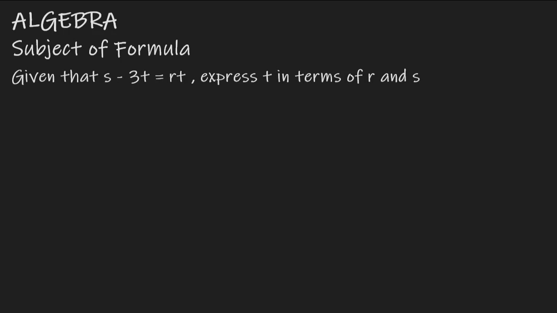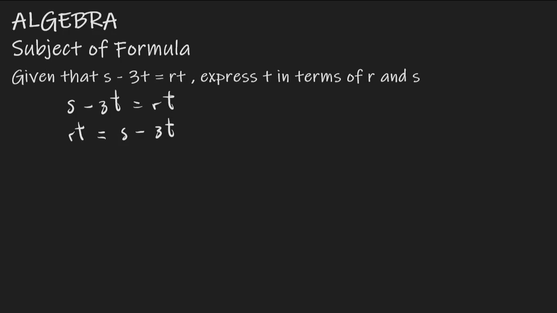In this subject of formula example, given that s minus 3t is equal to rt, express t in terms of r and s. Well, my first step is to write down my formula. s minus 3t is equal to rt. I can rewrite this formula as rt is equal to s minus 3t.